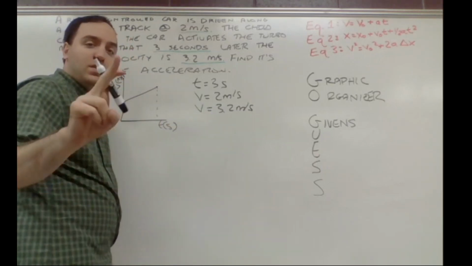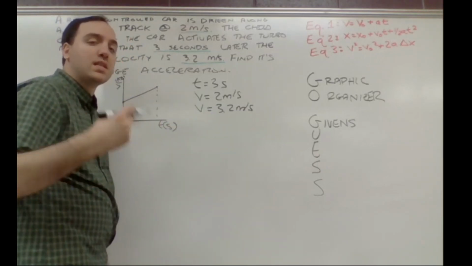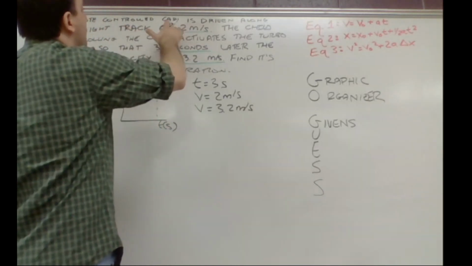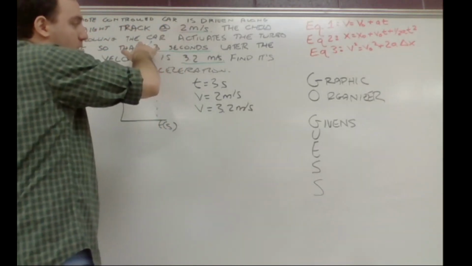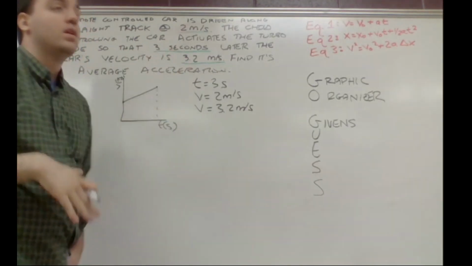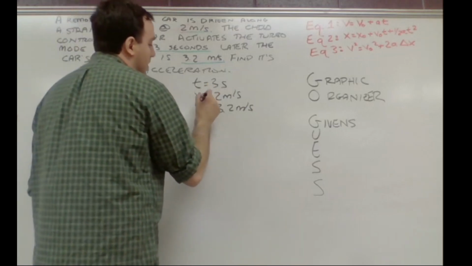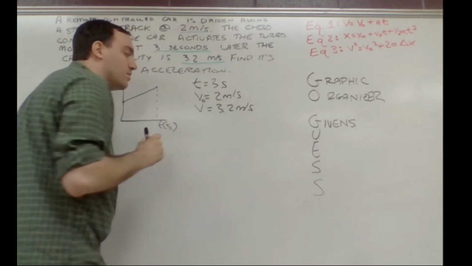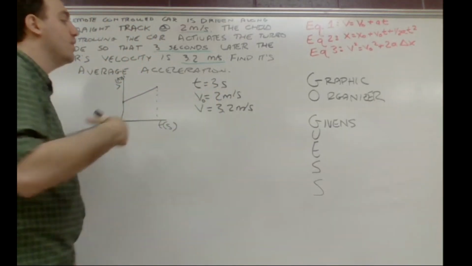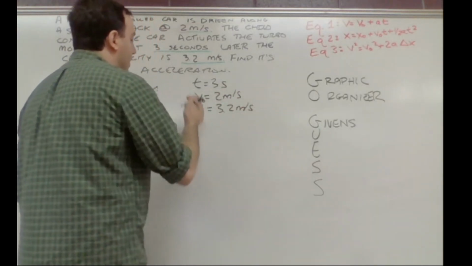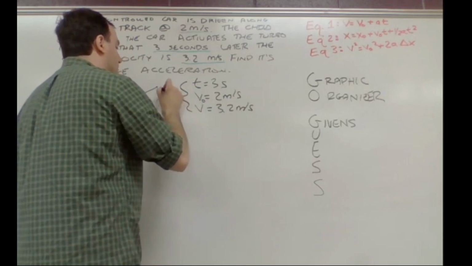The problem here is we have two different velocities, so we need to distinguish what type of velocity we're talking about. The car is being driven at 2 meters per second, then they accelerate, then it's 3.2. So at the start, it's going to be 2. We're going to use the little naught symbol, or initial if you prefer, to indicate this is the initial velocity. Now we've identified our givens.